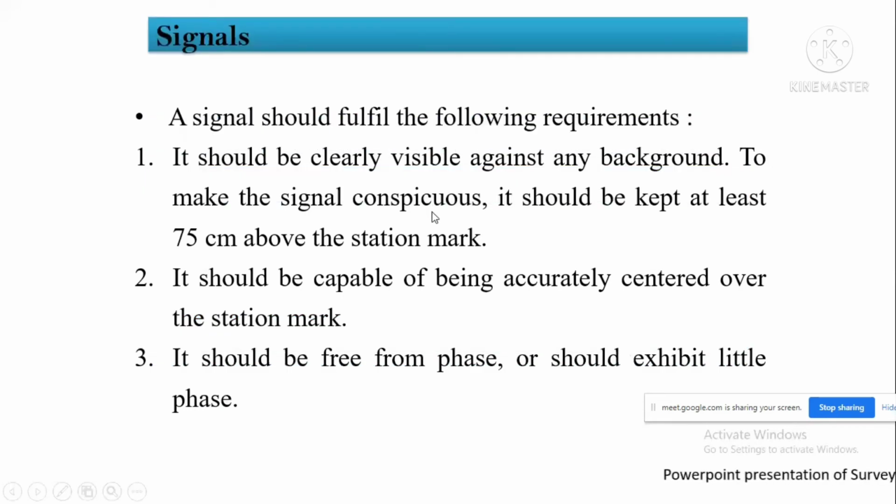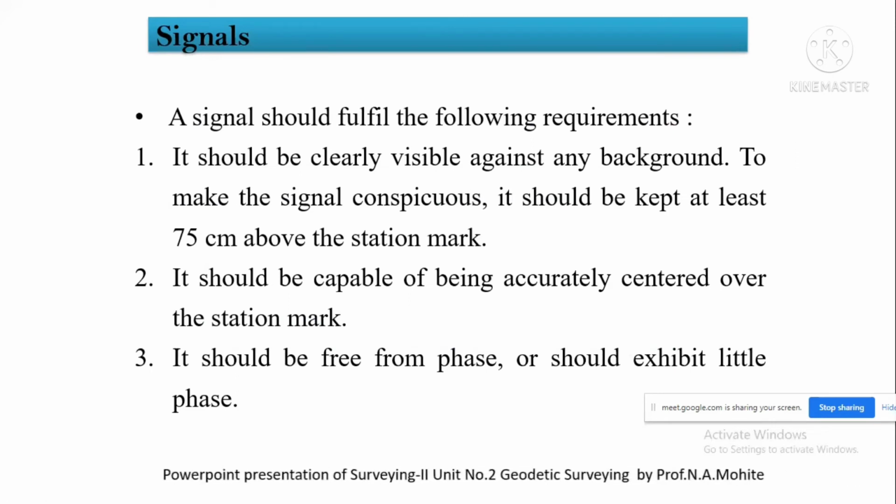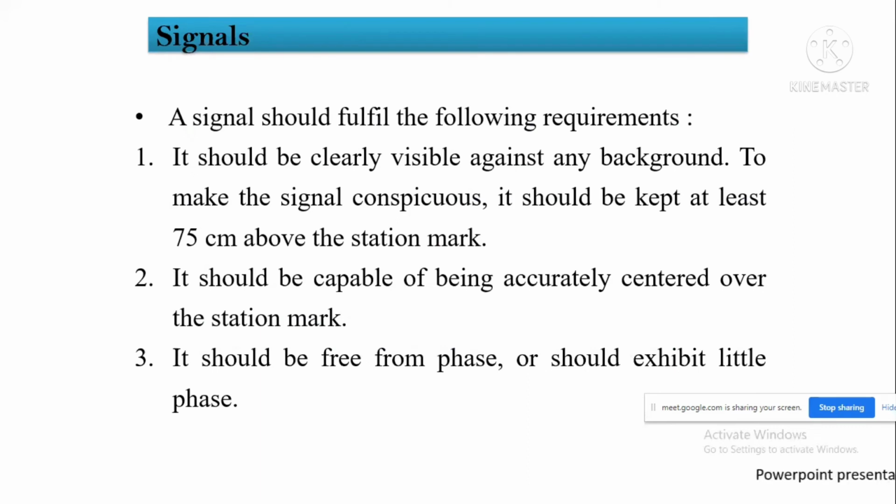So these are the certain requirements, that is, they should be clearly visible. Suppose there is any background, with respect to that background it should be clearly visible from a long distance also. Correspondingly, it should be centered accurately over the station mark, it should be accurately bisected also, and it should be free from phase.